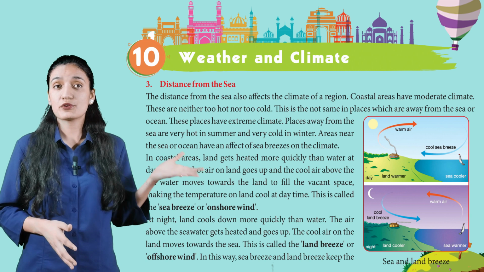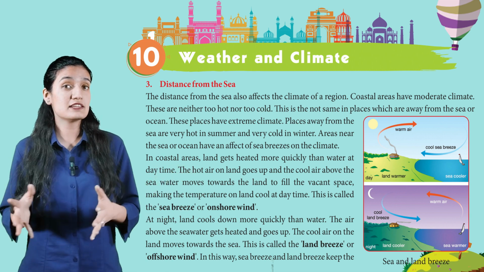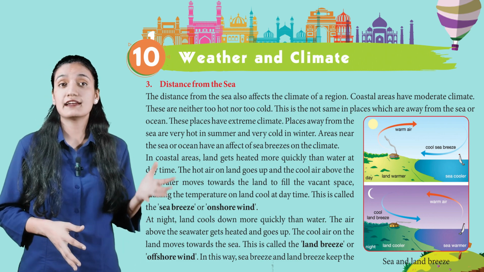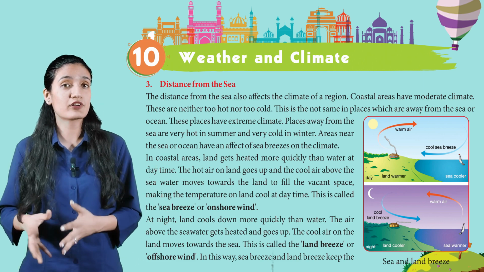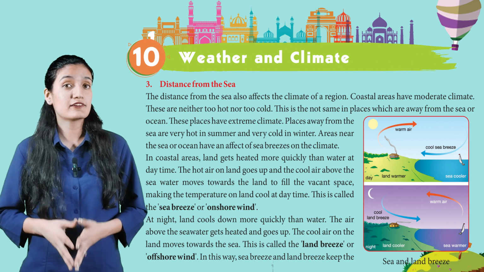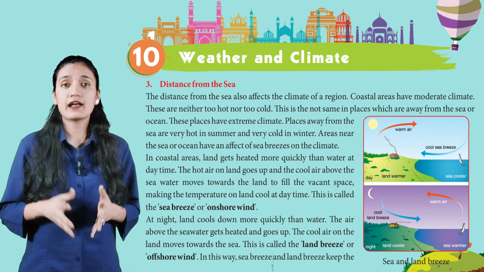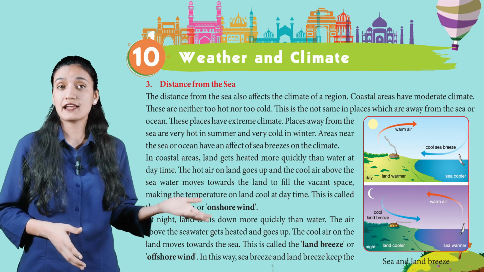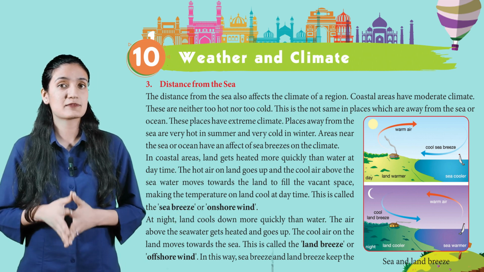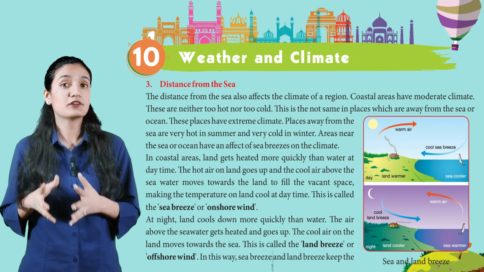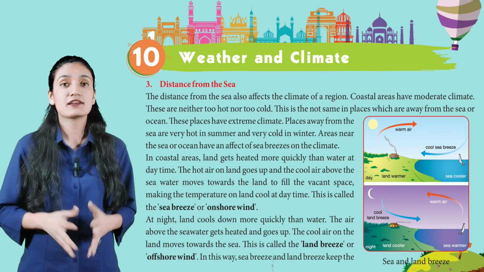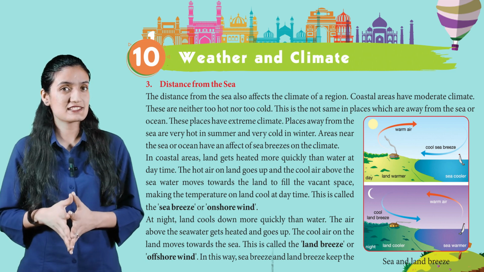Areas near the sea or ocean have an effect of sea breezes on the climate. In coastal areas, land gets heated more quickly than water at daytime. The hot air on land goes up and the cool air above the seawater moves towards the land to fill the vacant space, making the temperature of land cool at daytime. This is called the sea breeze or onshore wind.